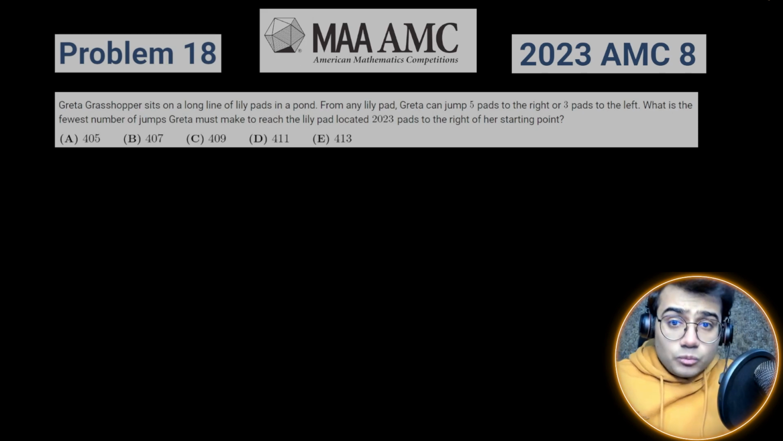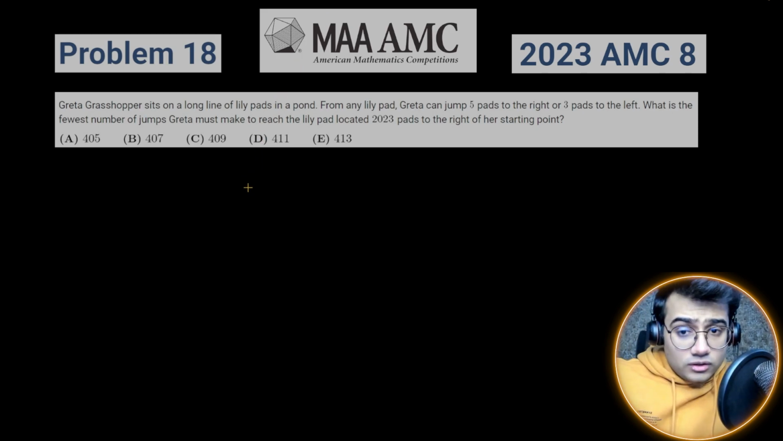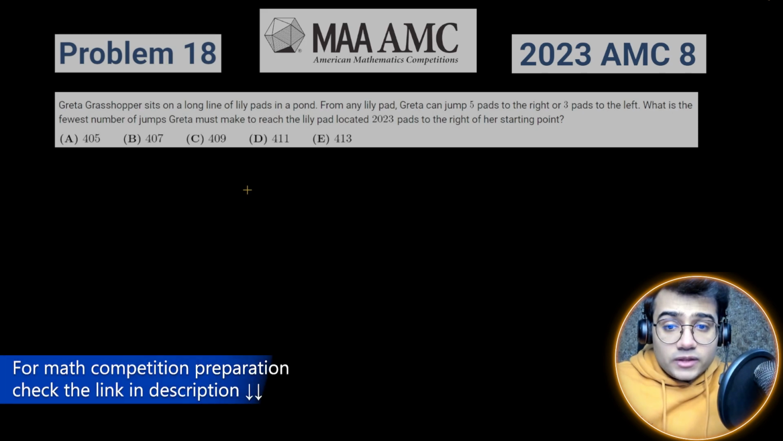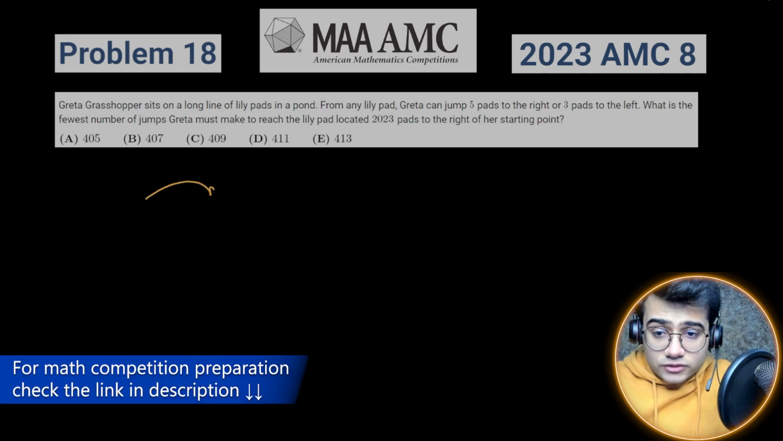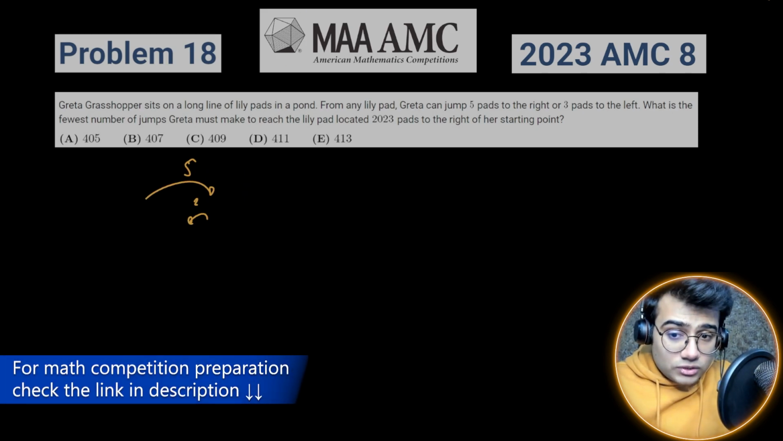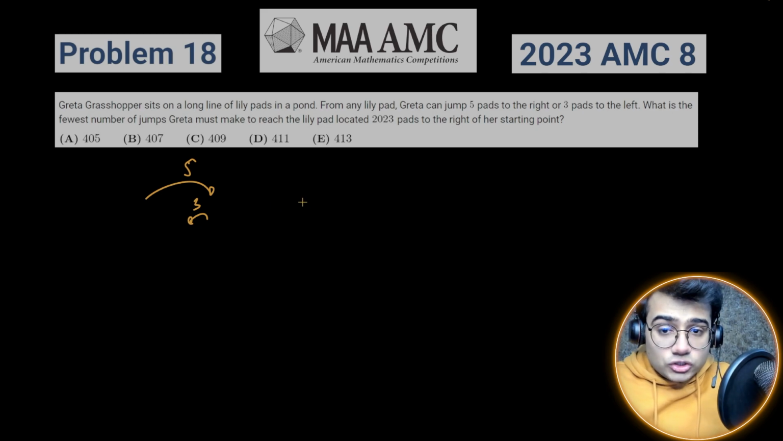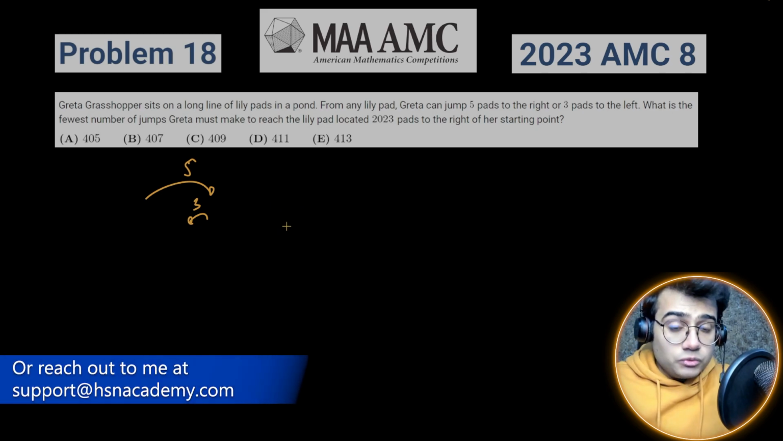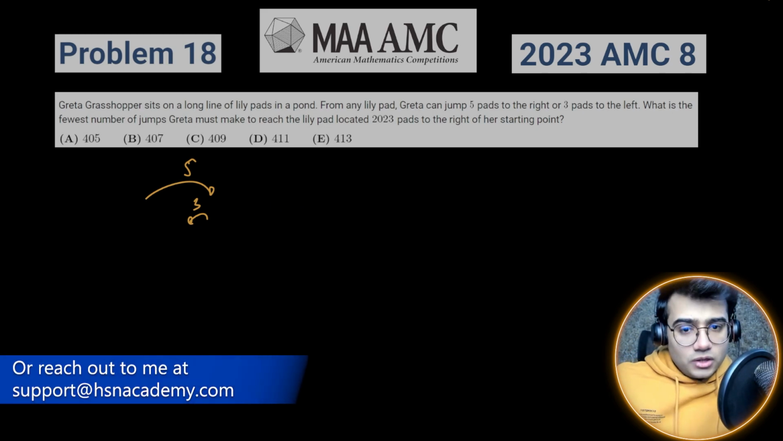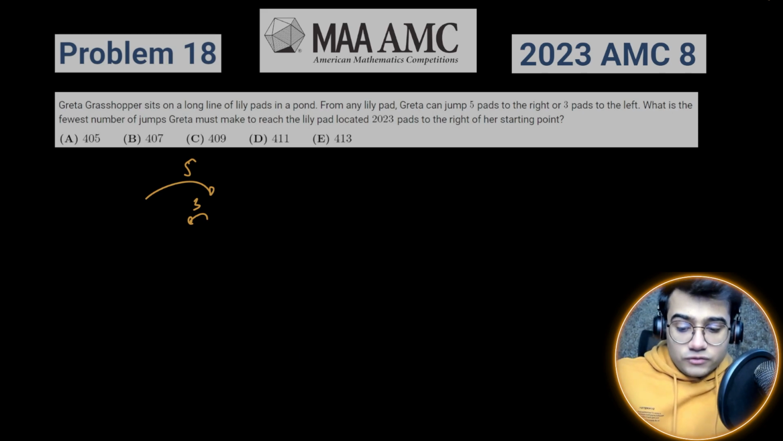So in this problem we have a grasshopper that sits on a long line of lily pads, and it can make 5 jumps to the right or 3 jumps to the left, and we need to get to the lily pad number 2023. Now let's think of it as a number line, okay? And each of the integers are just lily pads, and we are adding 5 or we are subtracting 3, and we need to get to 2023 in the minimum number of steps.